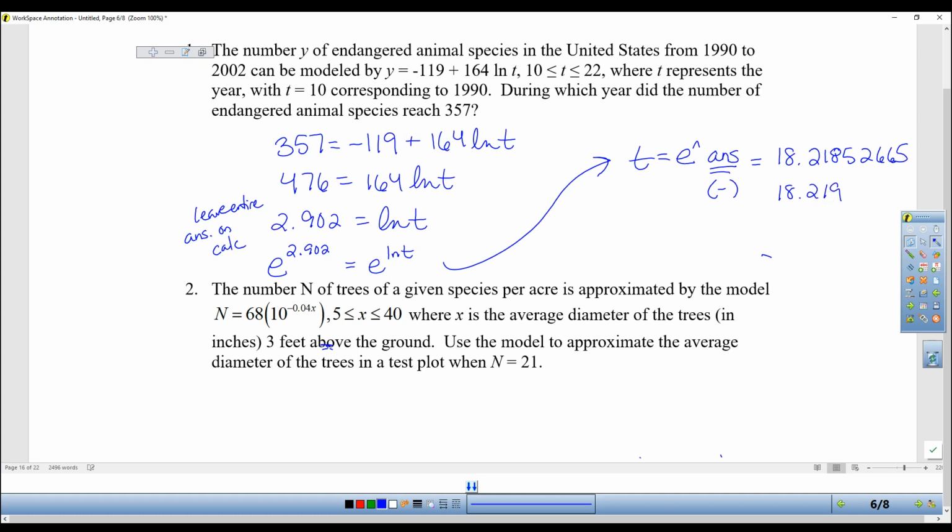But the question actually says during which year. So we have to correspond 18 to a year. Remember that 1990 represents 10. So if 1990 is 10, then to get 18, we need 8 more years. Right? 10 is 1990. We still need 8 more years. So 1998 is the actual answer.